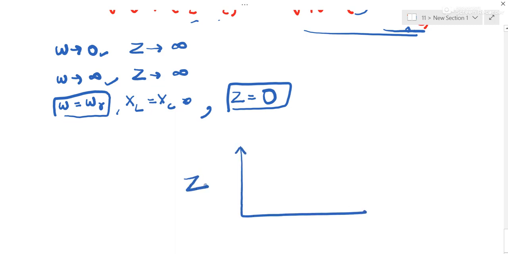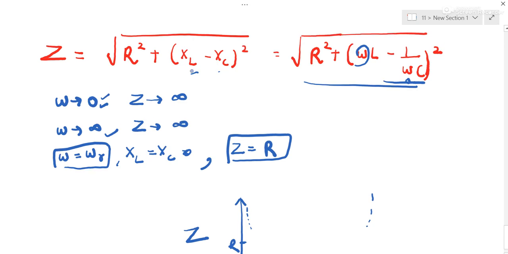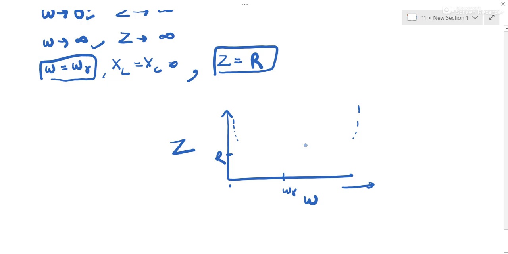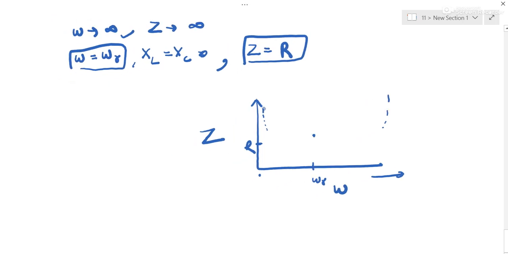This is impedance against angular frequency. When omega is 0, Z is infinity, a high value. When omega is infinity, Z is again a high value. When omega is omega R, Z is R. Sorry, Z is not 0. Z is R. You can see here, when you put these both equal, it is equal to R. So you can join these readings, and this type of graph is obtained.